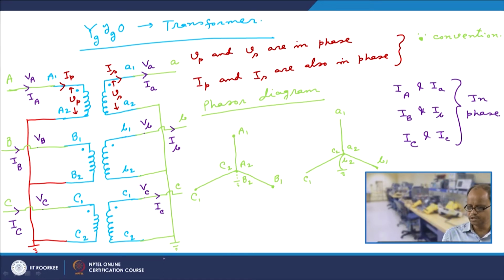Now, here, this transformer ratio, let us say nominal ratio is 1:1. Please understand that because we are doing everything in per unit. So, therefore, this nominal ratio in per unit will be 1:1. In any case, we are also taking it at 1:1. So, in per unit it is 1:1.